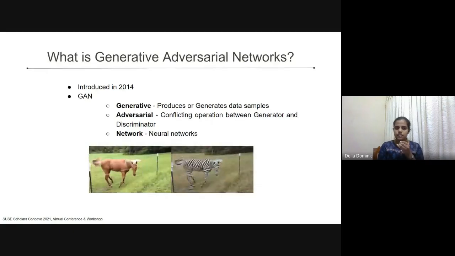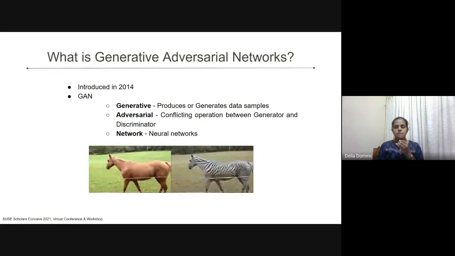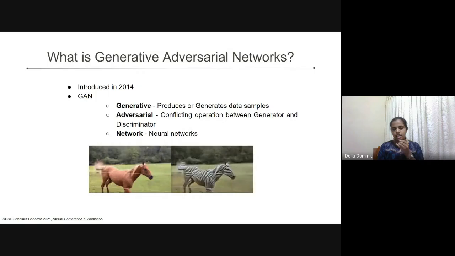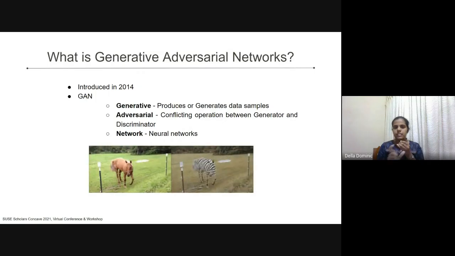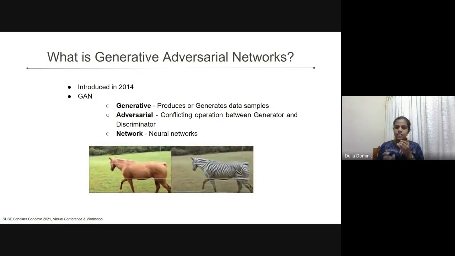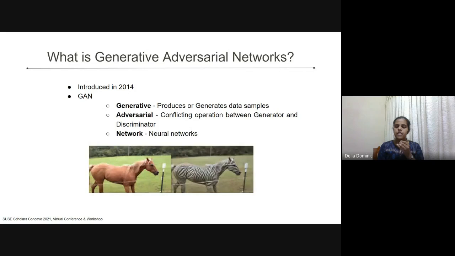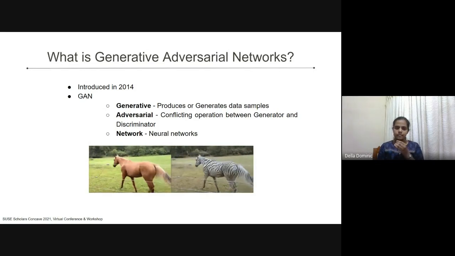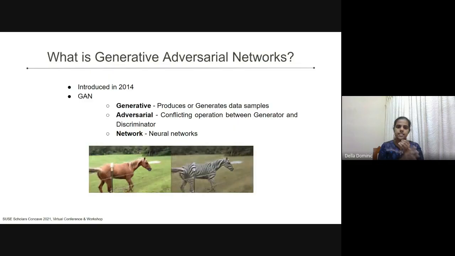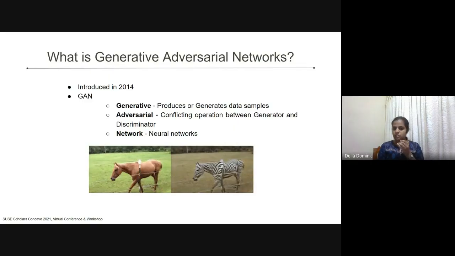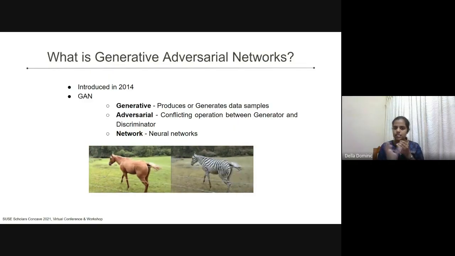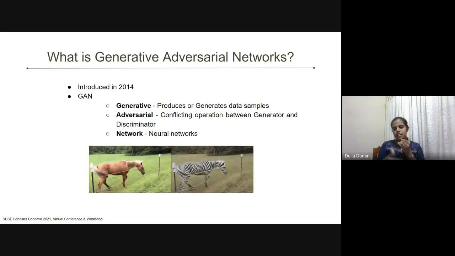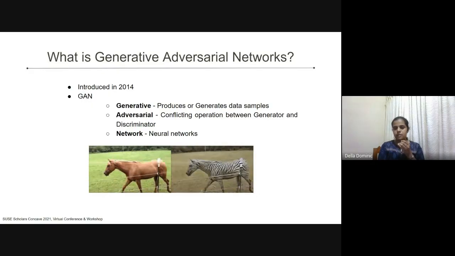It was first introduced in the year 2014 by Ian Goodfellow and his colleagues, and the term adversarial in generative adversarial networks means conflicting, and it is because of the conflicting operation between the two main components in a generative adversarial network, that is, the generator and the discriminator, both of which are neural networks, hence the term network in generative adversarial network. The generator will try to generate whatever the GAN is supposed to generate.